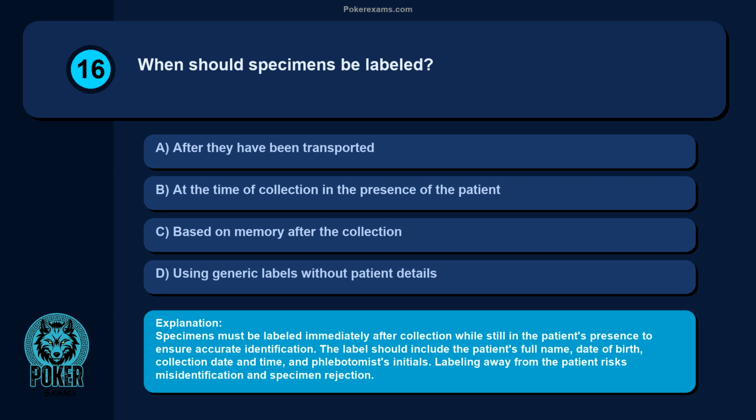Specimens must be labeled immediately after collection while still in the patient's presence to ensure accurate identification. The label should include the patient's full name, date of birth, collection date and time, and phlebotomist's initials. Labeling away from the patient risks misidentification and specimen rejection.